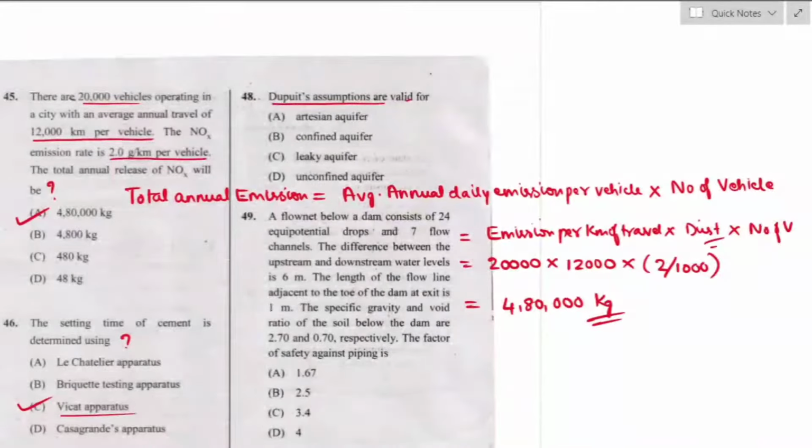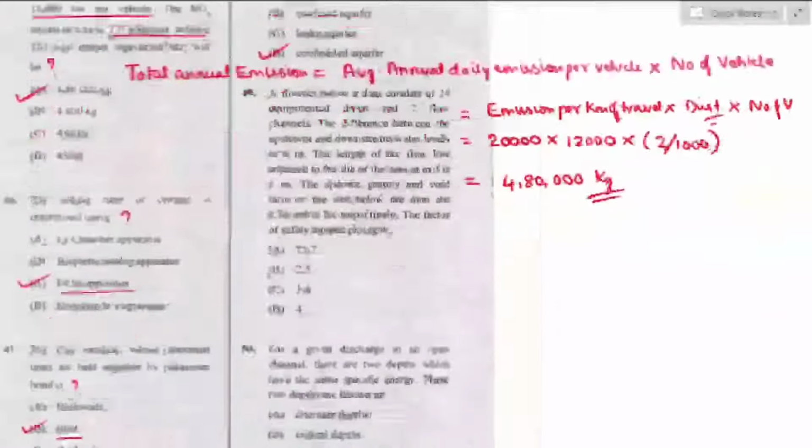Question number 48. Dupuit's assumptions are valid for... Dupuit's equations are used to compute the discharge through an unconfined aquifer. Option D is the right answer.